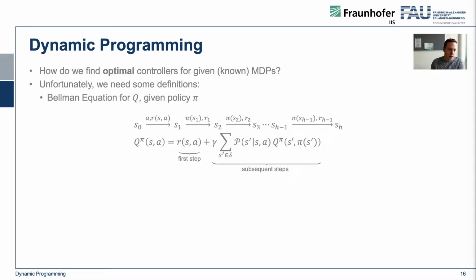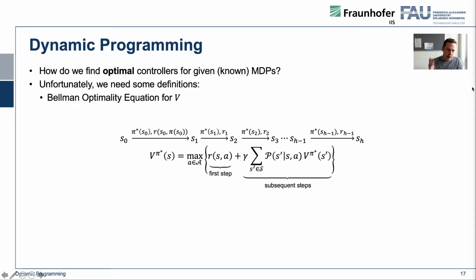This is something we'll do in the next slide, but just for completeness, you can also define the Bellman equation for Q, our state action value function, given a policy pi. It's really similar, actually the same as for the value function, because you just put in the Q function instead of the V function, and you decompose it into the first step return and the subsequent steps.